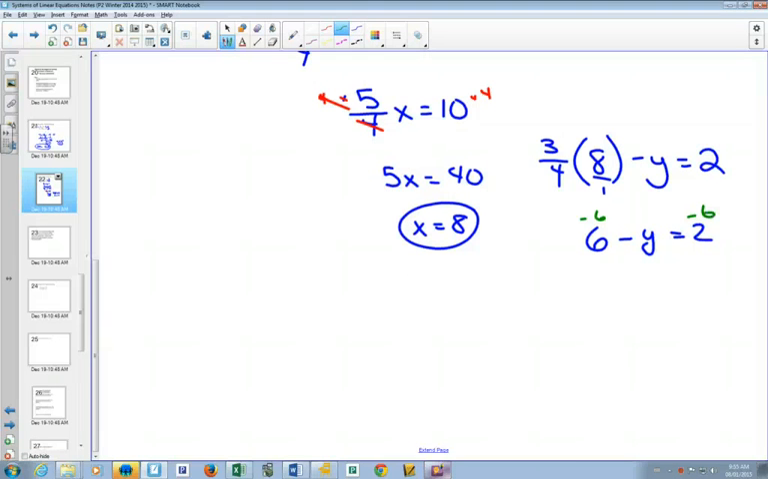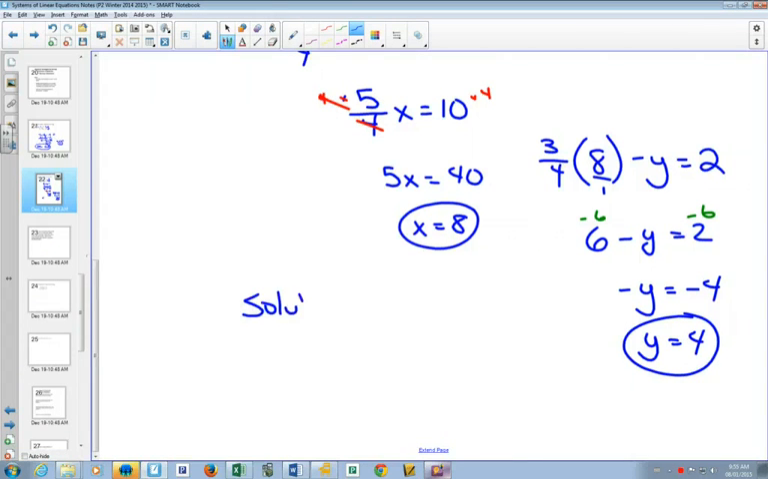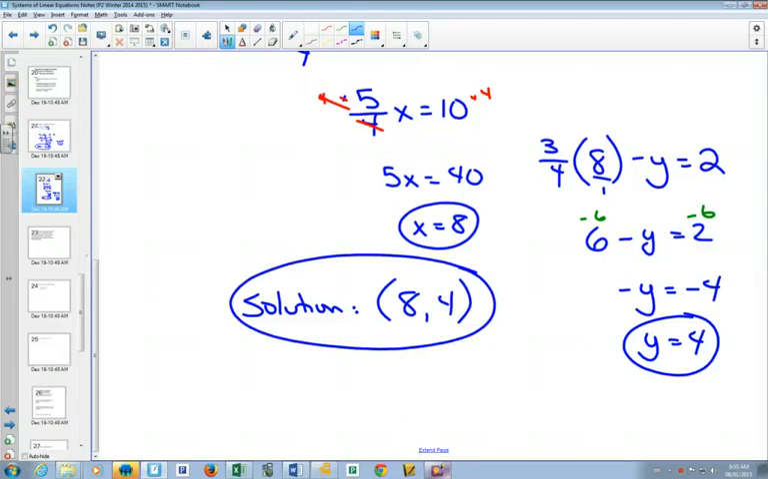Subtract 6 on both sides. Remember that that y is negative, so it would still stay negative. Negative y equals 4. Multiply both sides by negative, and we get y equals 4. So our solution is 8, 4.